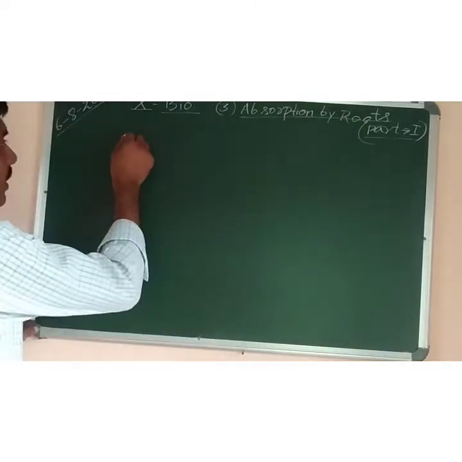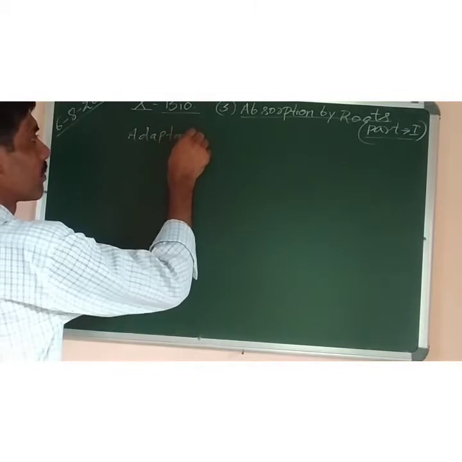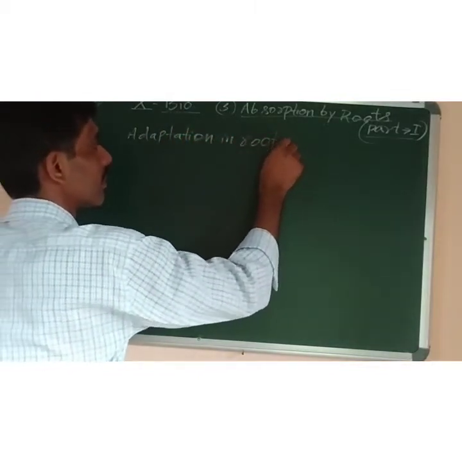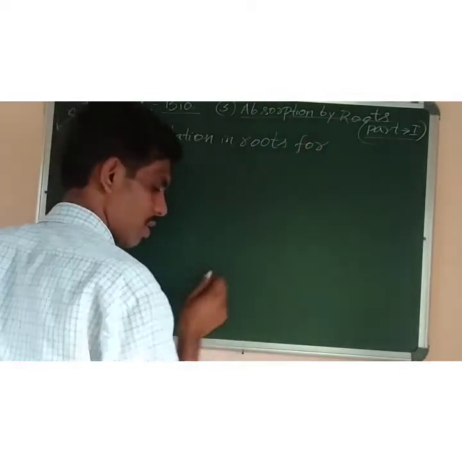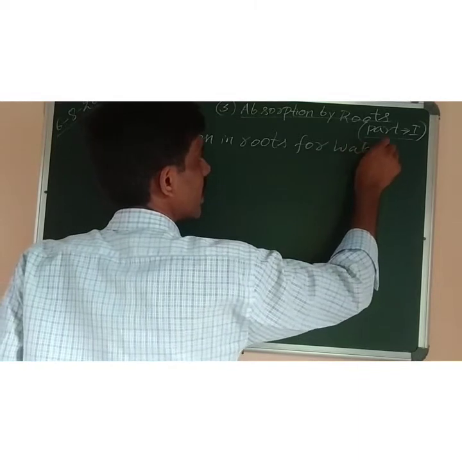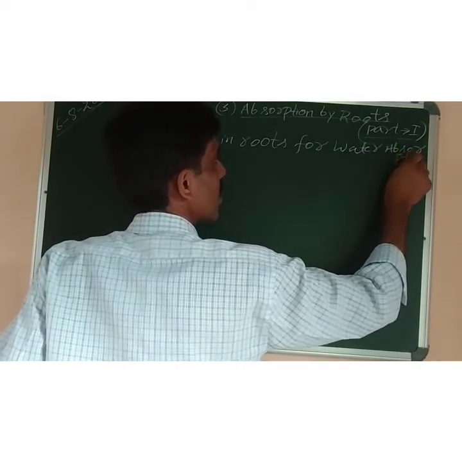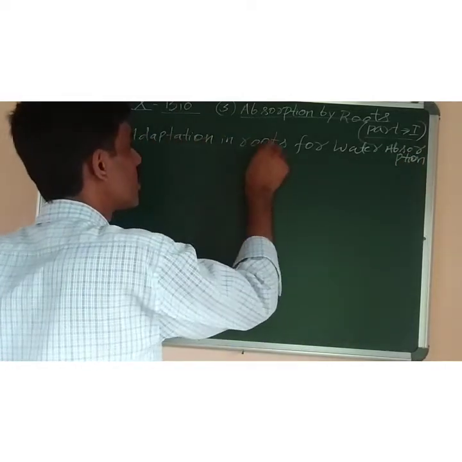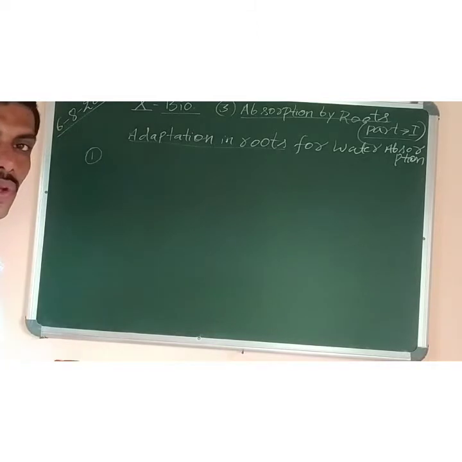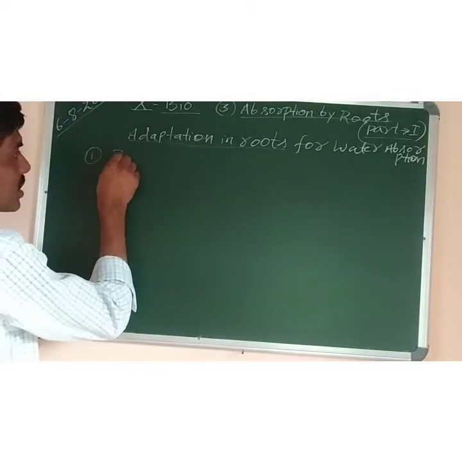Number 1, adaptation in roots for water absorption. For water absorption means what changes are found in the roots which helps them to absorb water from the soil. So the first adaptation or point which is there is roots are positively geotrophic.